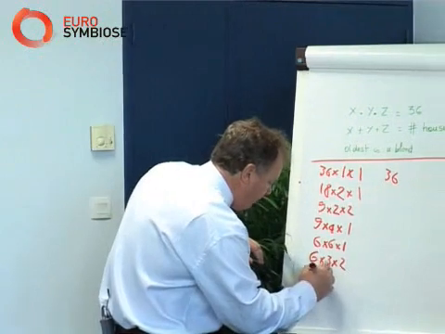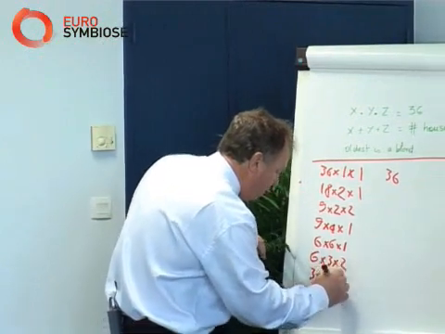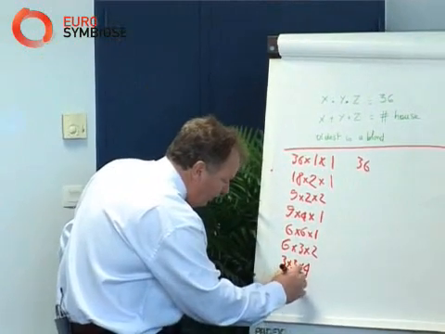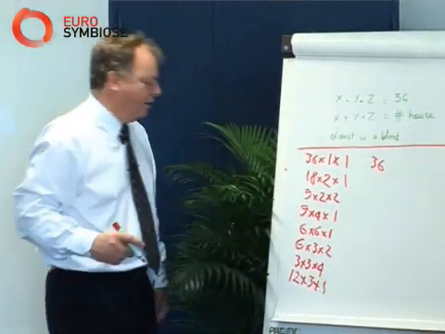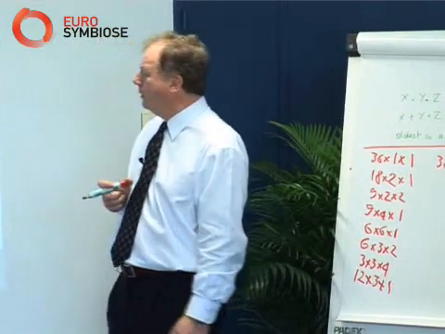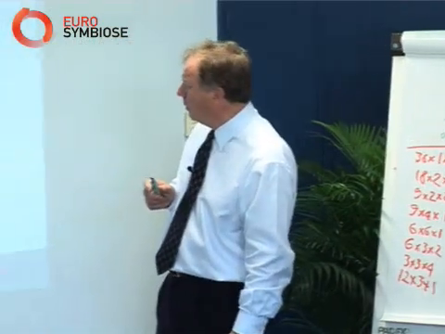3 times 3 times 4. 12 by 3. 12 times 3 times 1. C'est déjà pas mal. What else do we know? Qu'est-ce qu'on a comme information en plus?